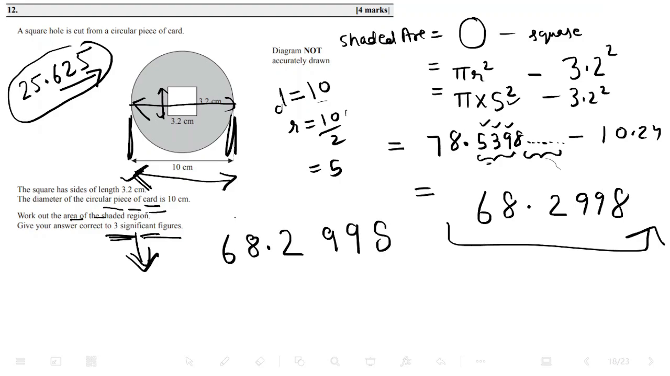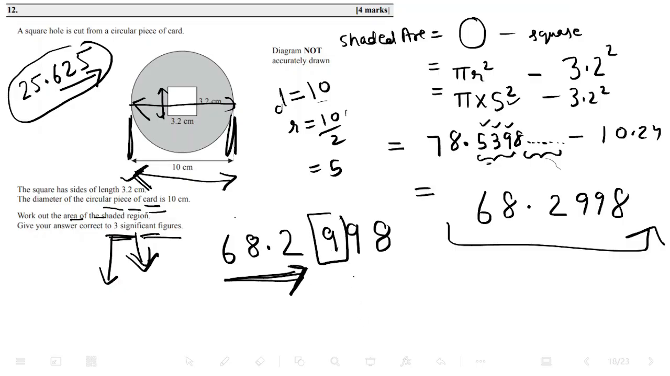68.299a. Now see what is exactly happening. So we will take up to three digits, right? Because it is already given in the question, right? Okay. We will take the three digits, right? Now we will see the next digit.